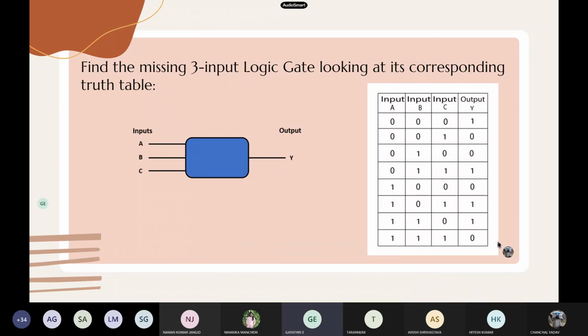This is a simple question if you clearly did understand what each of the gates does. Looking at the question now, we have a truth table here, and in this blue block, you have to put in a 3-input logic gate so that these inputs ABC give us the output Y according to this truth table given. I'll give you a few seconds to go through the truth table.